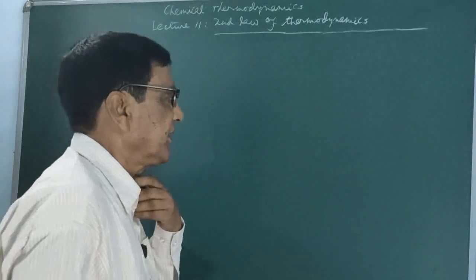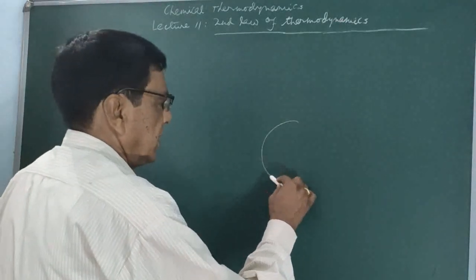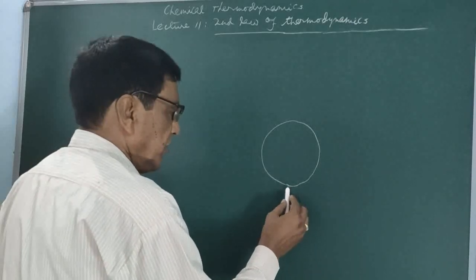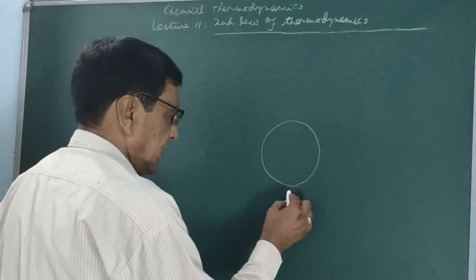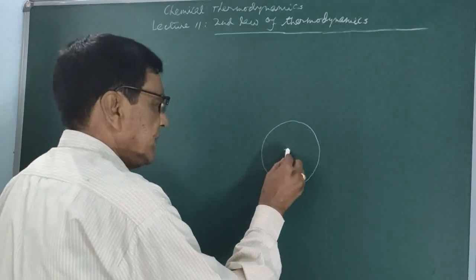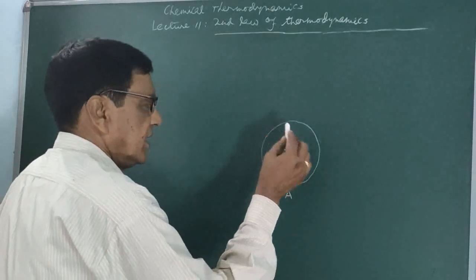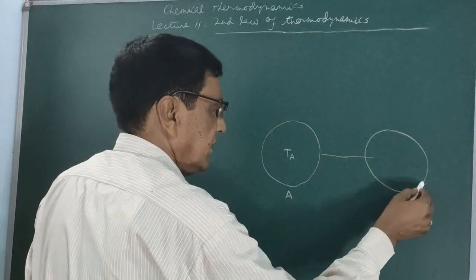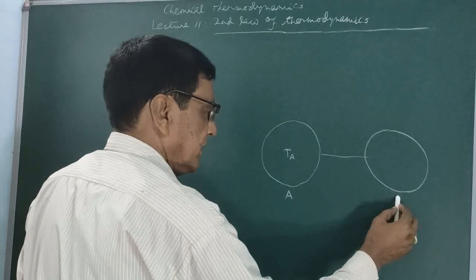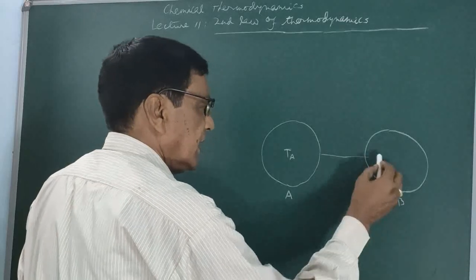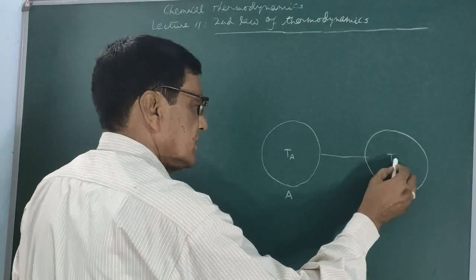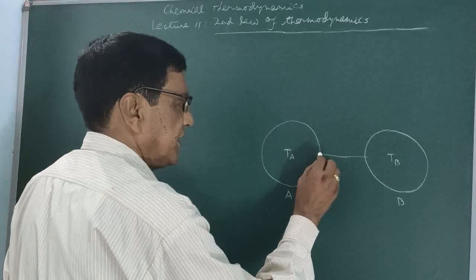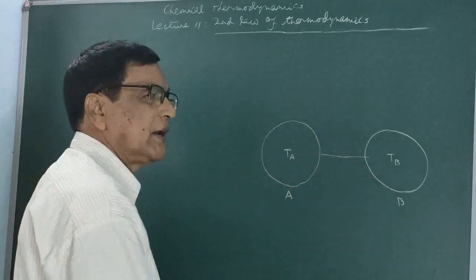Let us take one metallic body A, having its temperature TA, and another same metallic body B, and its temperature is TB, and these two bodies are connected by a conducting metallic wire.